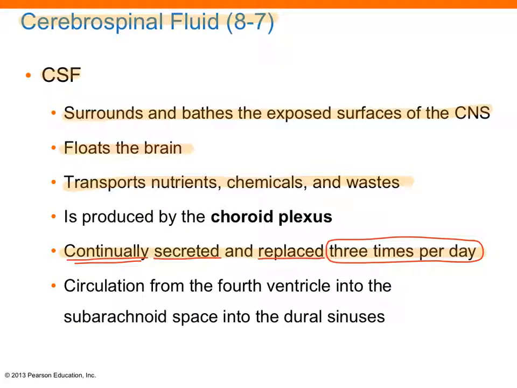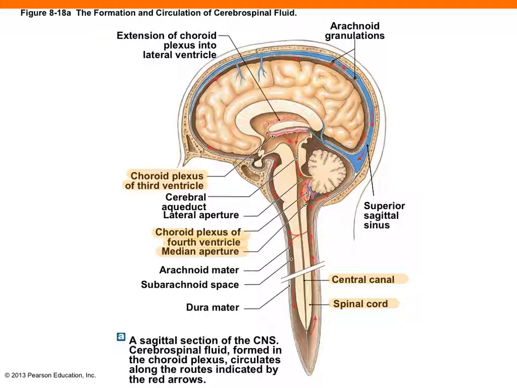The cerebral spinal fluid is really important. It surrounds and bathes the exposed surfaces of the central nervous system. It floats the brain. It transports nutrients, chemicals, and waste. Remember that we said a good night's sleep is important because it removes the waste out of the brain, and it helps remove the protein beta amyloid that we all produce. It's continually secreted and replaced 3 times per day. This is showing you the 3rd ventricle, 4th ventricle, and central canal, and that's the flow of the cerebral spinal fluid.